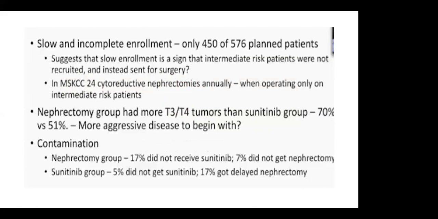And he mentioned there were 24 cytoreductive nephrectomies annually just at Memorial Sloan Kettering in intermediate risk patients, whereas the number for this whole study, which is French-led with lots of centers, was pretty much the same over 1 year. The nephrectomy group had more T3, T4 tumors than the sunitinib group, 70% versus 50%. So to begin with, they had more aggressive disease. And there was some contamination as well. In the nephrectomy group, 17% did not receive sunitinib, and 7% in the sunitinib group did not get nephrectomy, vice versa.